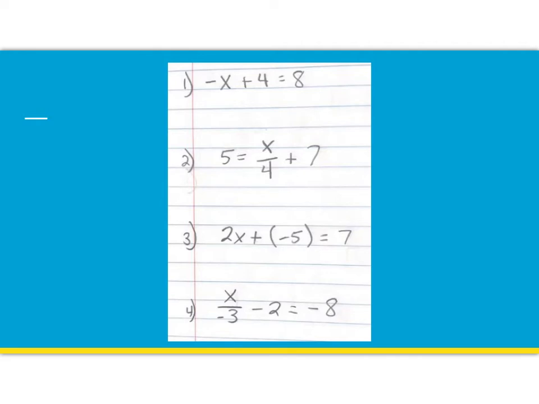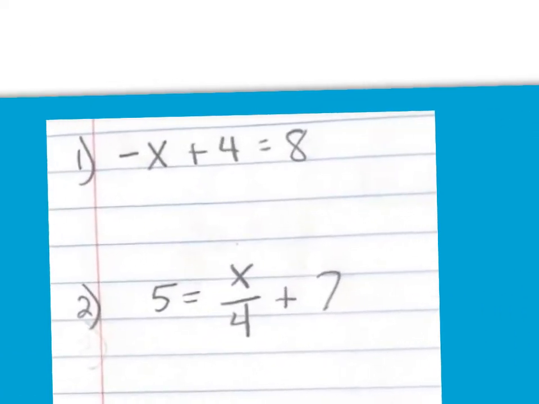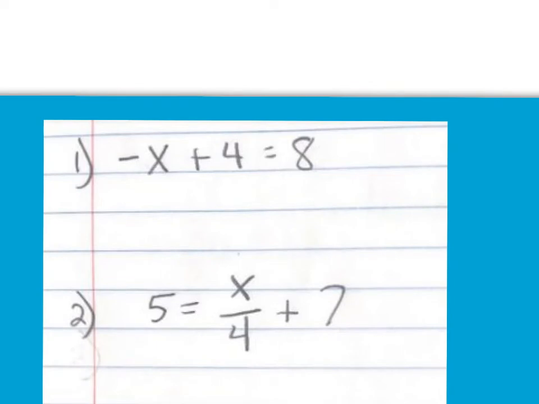So the steps that we talked about yesterday will remain the same. So the first thing you're going to do is get rid of your constant. So first thing, if we look at problem number 1 here, you have to get rid of your constant. So we would be subtracting 4 on each side.